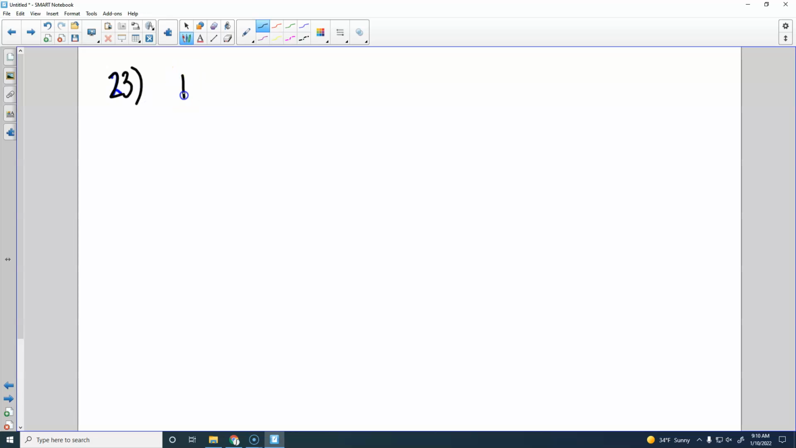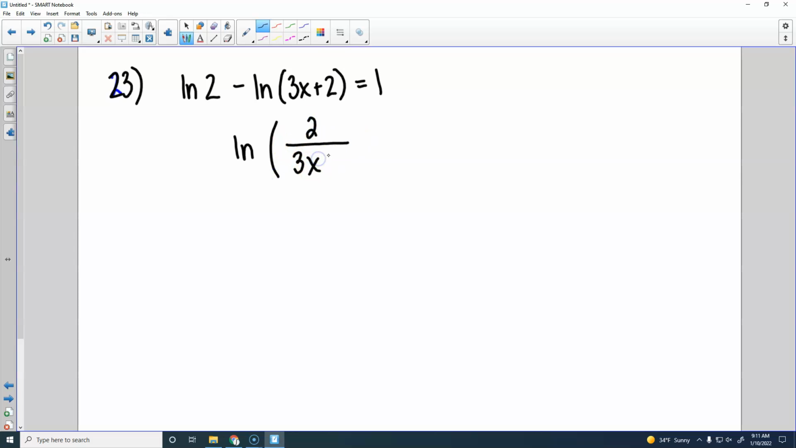So for 23, we've got natural log of 2 minus natural log of 3x plus 2 is going to equal 1. So in this case, I've got subtraction. I'm going to need to combine those using division. So it's going to be natural log of 2 over 3x plus 2 equals 1.